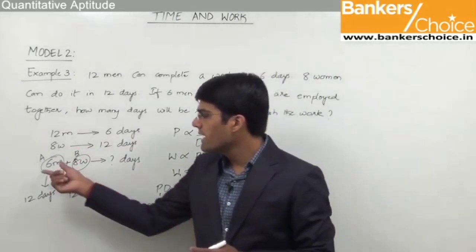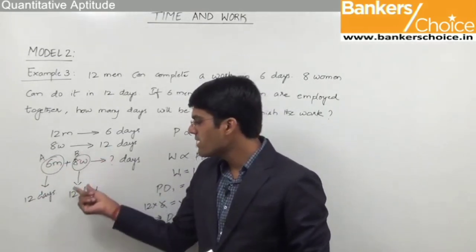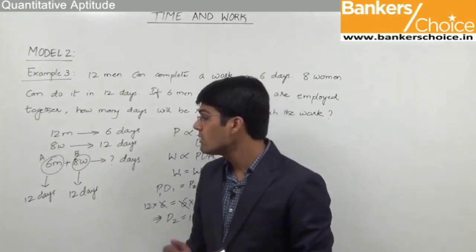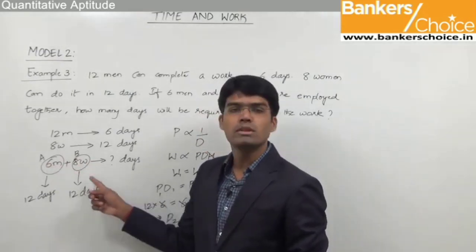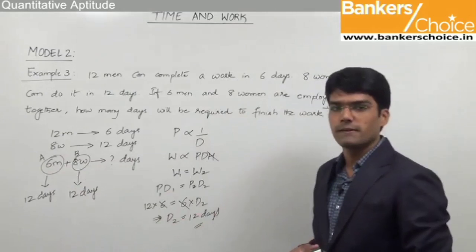So far we have obtained the number of days required by the person A, that is 12 days, and the number of days required by the person B, which is again 12 days. And we are supposed to find out the number of days required when both A and B work together. That is nothing but 6 men and 8 women working together.